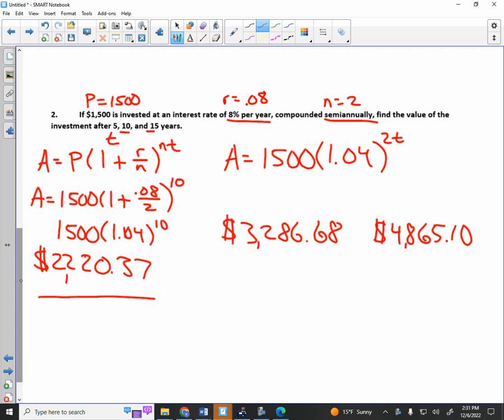Any question there? Going once? Twice? Yes. So the formula is raised to the nt power. You see that? So it's going to be compounded semi-annually. So n is 2. So we put a 2 in for n. And then t represents the number of years. And that's what we changed. Oh, okay. Better? Yeah. Okay.